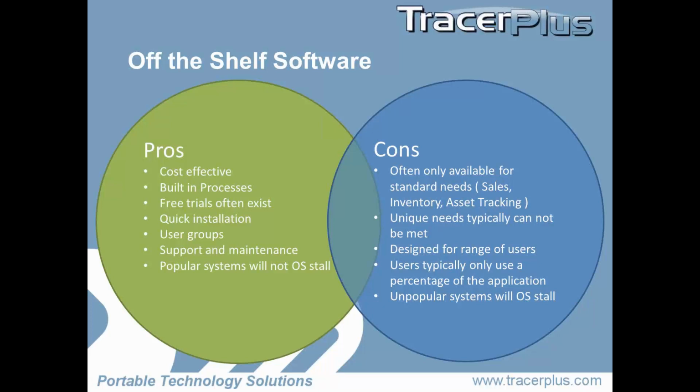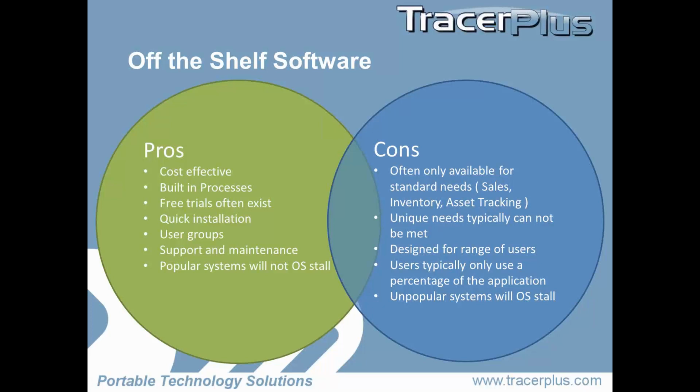Free trials also exist. Installation is quick. There's no bugs. There are user groups that you can talk to. There's hopefully support and maintenance in place. And if it's a popular system, meaning that the company is making money, you're not going to have what we call an OS stall. You're not going to be caught on a BlackBerry. We have these customers come in all the time, and on the other side, the cons, there can be an OS stall because not enough people thought the software was as great as you did.